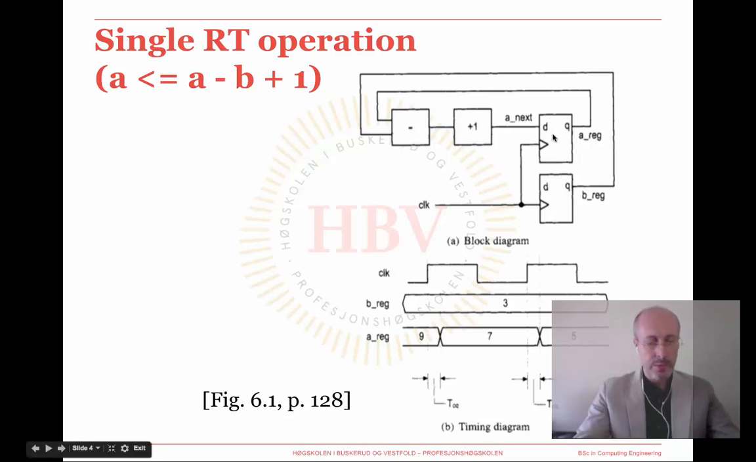Notice that the value stored in A is generated by the two combinational blocks, so it will become available shortly after the rising edge of each clock cycle, since we only have to take into account the propagation delay of the combinational blocks. So the operation A minus B plus 1 is repeated for every rising edge of the clock, updating the value of A while B remains unchanged.